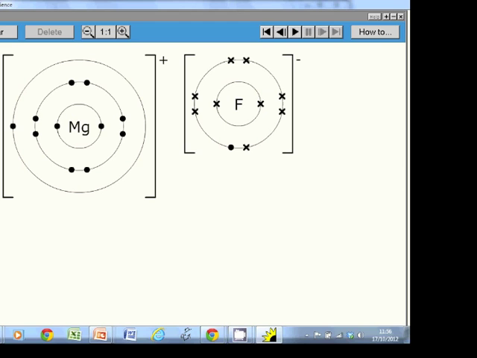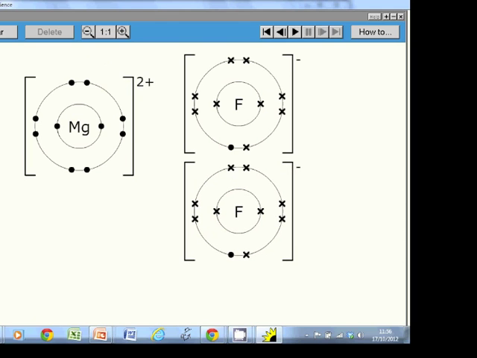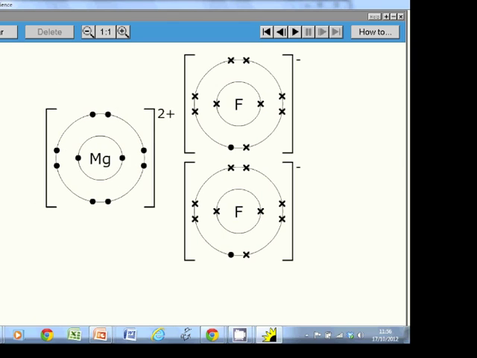So in fact, as you might guess, what happens is another fluorine atom is needed to gain that electron, and so we now have 2 fluoride ions and 1 magnesium ion. Hence the formula for magnesium fluoride is MgF2, because I need 2 fluorine atoms to react with 1 magnesium atom.